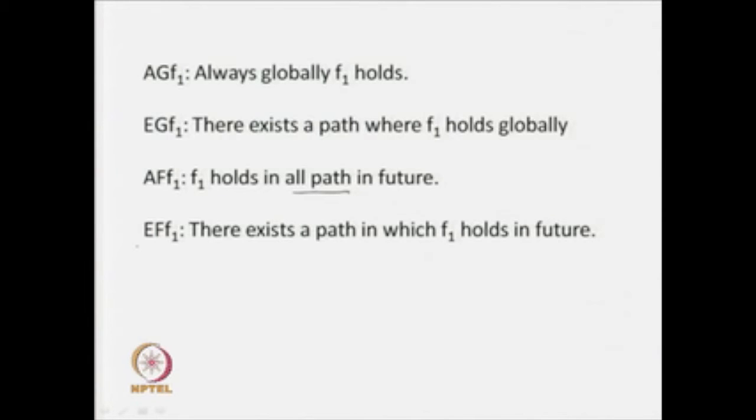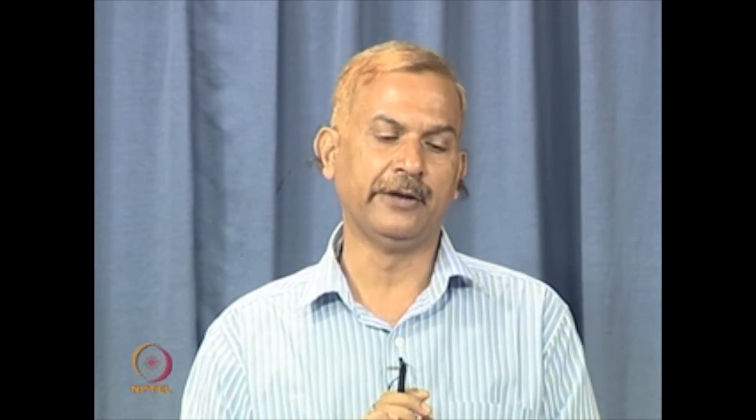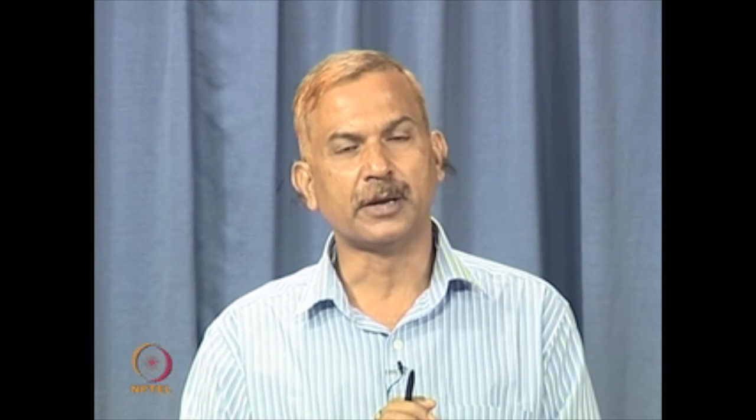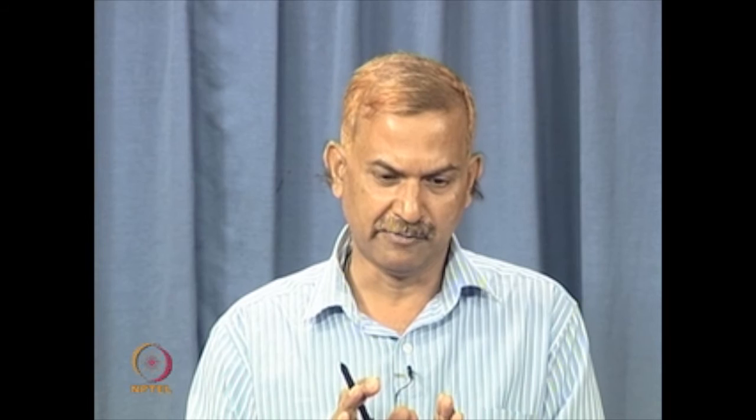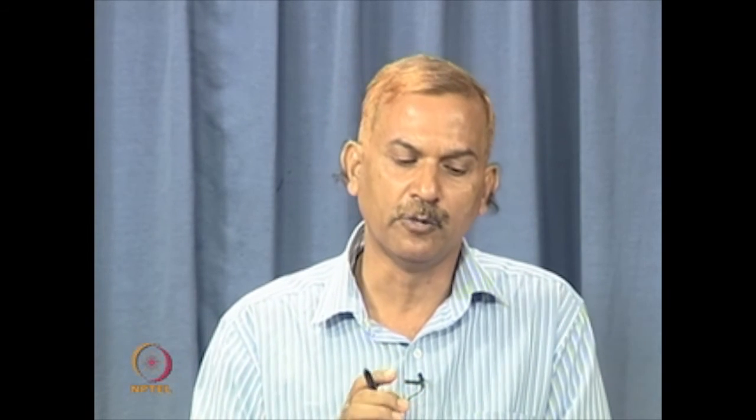Now, you see that we have these 4 temporal operators, and these will be preceded by the path quantifiers A and E. That means we are going to get 8 different combinations, and 8 different temporal formulas. The meaning of those formulas will be defined over a model. Formally, we are going to define the semantics. Just I am giving a brief idea about how we are going to say that a particular formula is true.